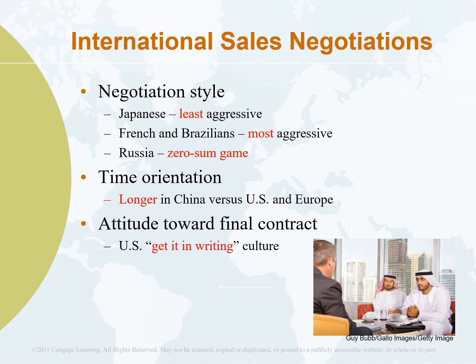Also, time orientation is quite different. Time orientation is longer in China versus the U.S. and Europe. Chinese may think of 5 years down the road, 10 years down the road, long-term relationships. Attitude toward the final contract is different. In this country, we believe in get it in writing, put it on paper culture. In other countries, they may feel, hey, if we shake hands, we're friends, we can seal a deal just by shaking hands. And that's a different attitude toward the final contract.